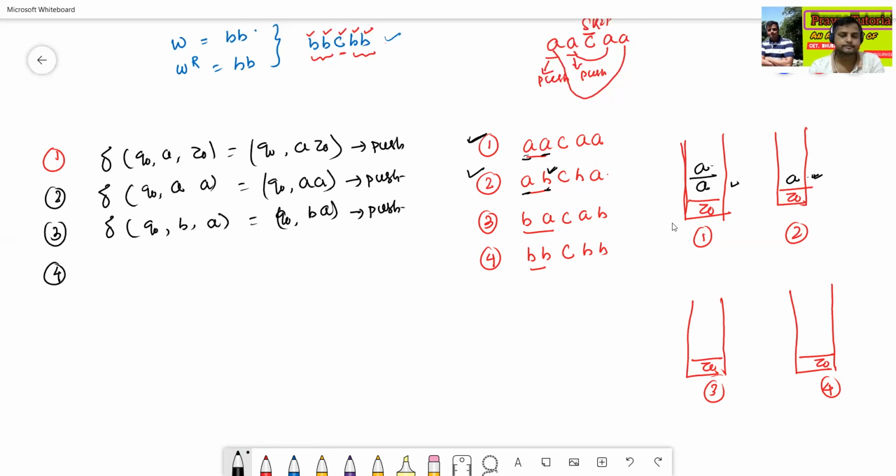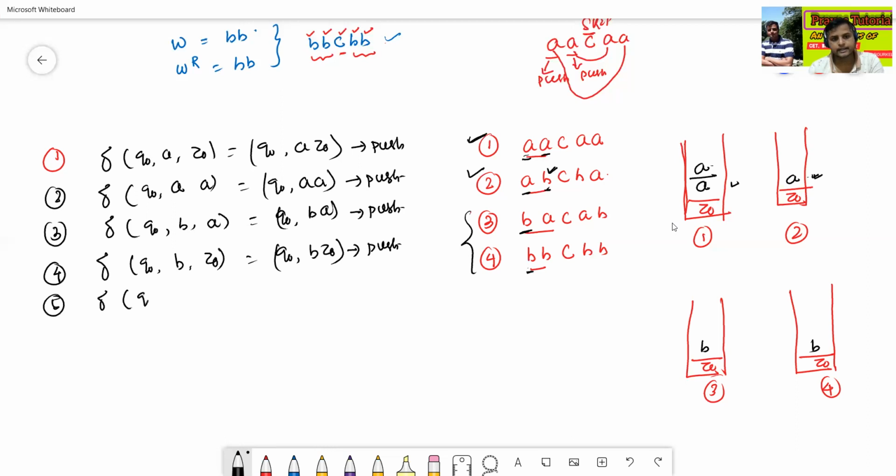The fourth case, delta. So now we'll consider the third and fourth case. If the string starts with B, that means push. So delta Q0 B Z0, Q0 B Z0. Here B push, here B push. If the string starts with B, that is a push operation.